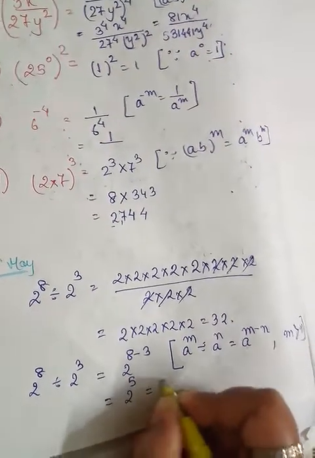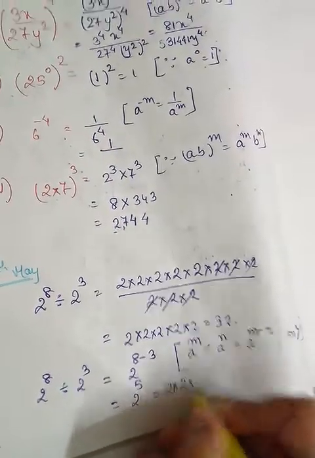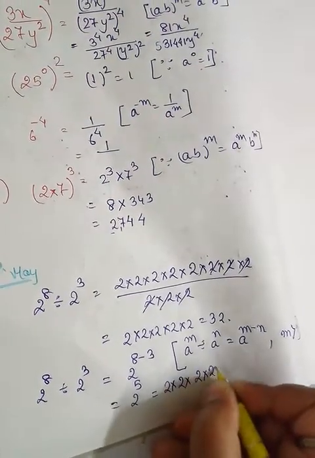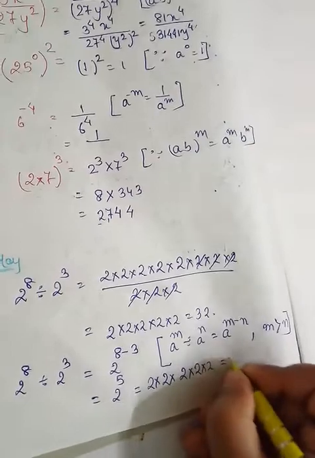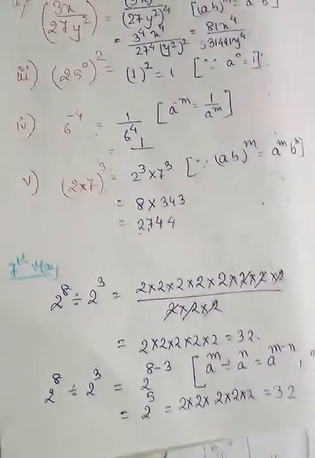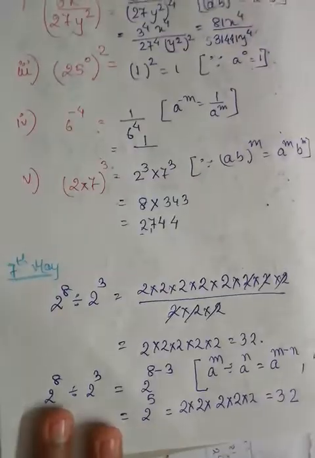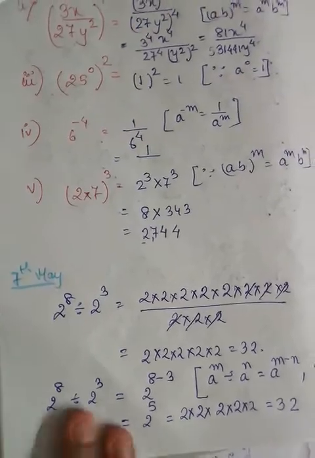Then you will solve 2 to the power 5, which means 2 into 2 into 2 into 2 into 2 equals 32. This is how you are going to use the laws of exponents.